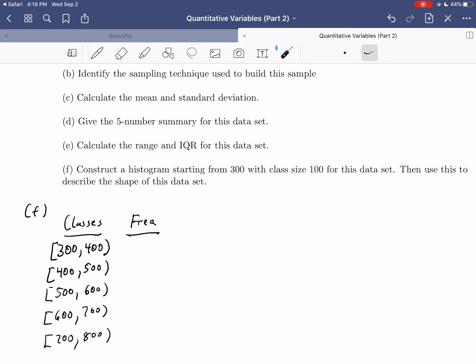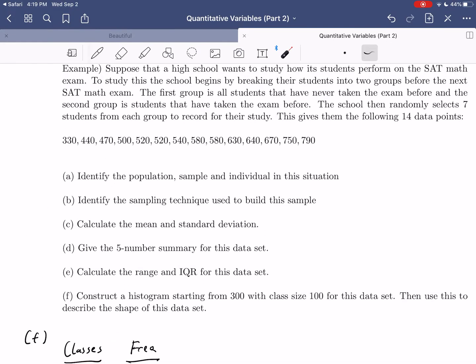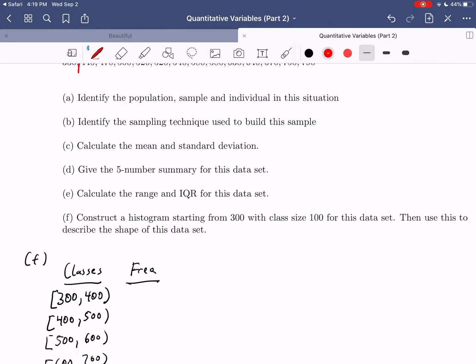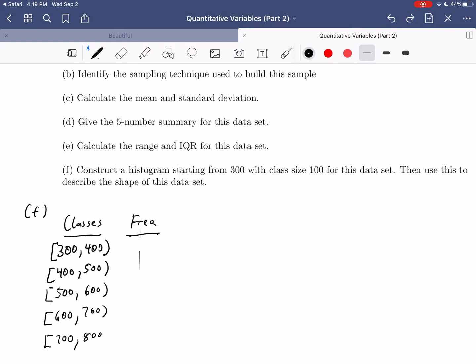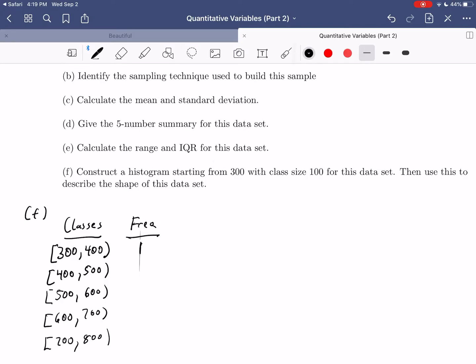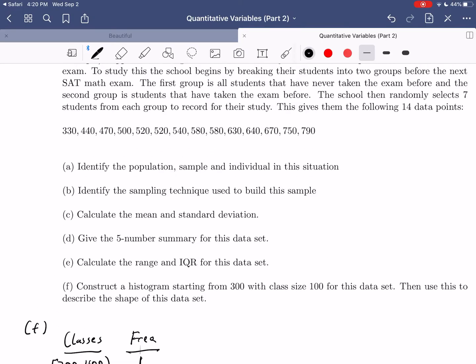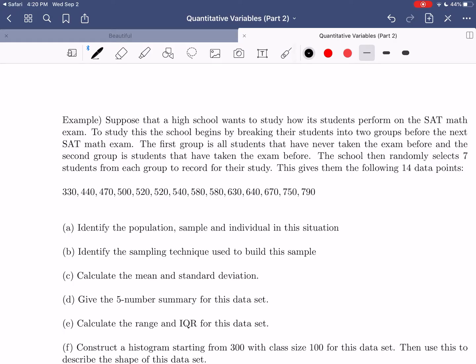Let's go ahead and count these, 300 to 400. So only this person, the 330, would fall in there. So the frequency would just be 1. For 400 to 500, if we look at that, 400 to 500 would include these two, but it would not include the 500. So we would have this and this.